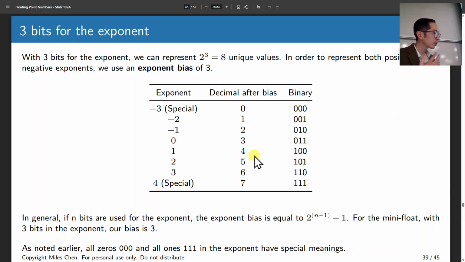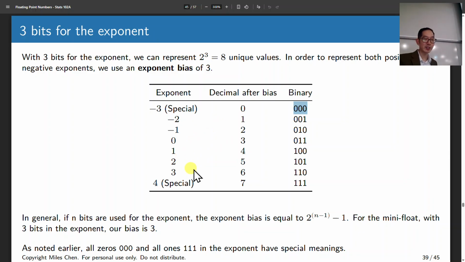All right, 3 bits for the exponent. 2 to the 3 is 8, which means I have 8 unique values for the exponent. Again, we reserve all 1s for a special case and all 0s for a special case. That leaves me with 6 values. Half of those values will be positive, so I'm able to represent 1, 2, 3. One value is 0, and the remaining are negative. So I can really only represent going from -2 to +3.